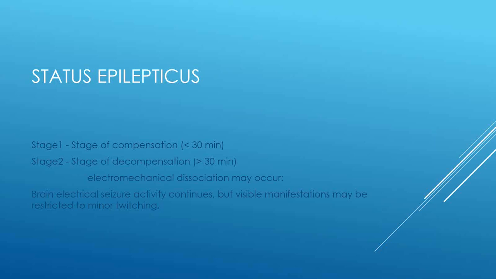But after 30 minutes of ongoing seizures, the systems start to fail. And at that time, electromechanical dissociation may occur. What that means is that the brain's electrical seizure activity continues, but visible manifestations may be restricted to just minor twitching or none at all. And this is very important because everybody needs to have a very high level of clinical suspicion for this stage of status epilepticus, because it may not be obvious that the patient is still having seizures. Therefore, it is very important to look for these minimal signs of possible seizure.